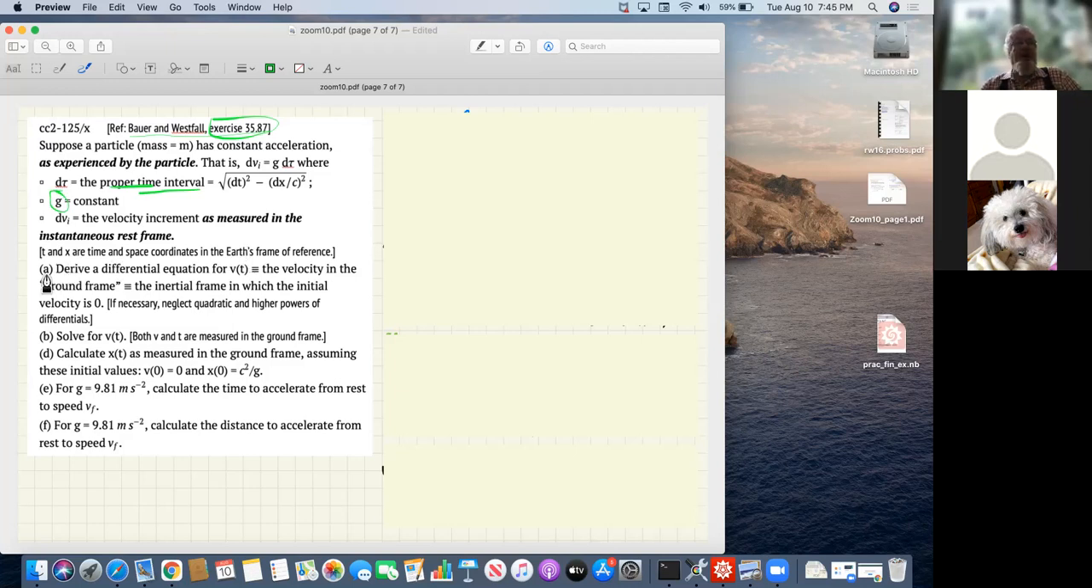And the first part of the problem is to derive a differential equation for v, the velocity of the particle, as a function of time t. Meaning the velocity in the ground frame, the inertial frame of which the initial velocity is 0.